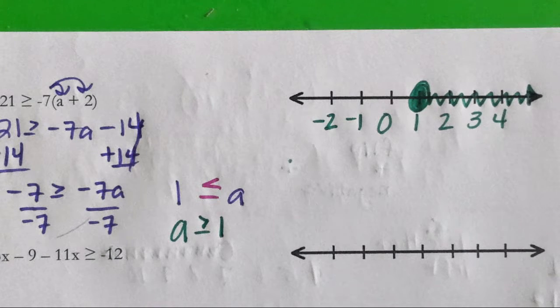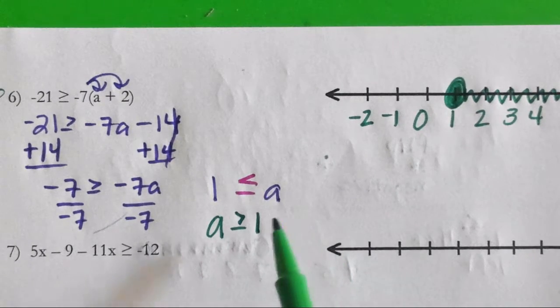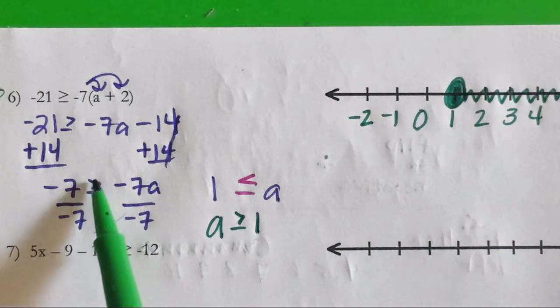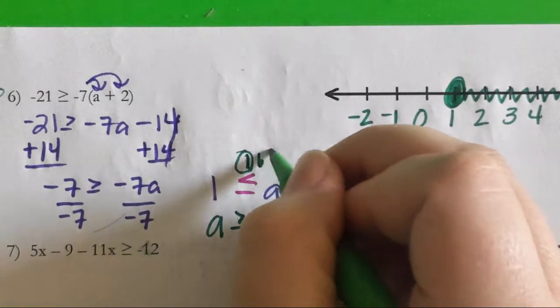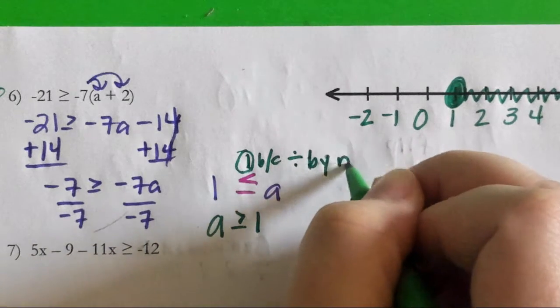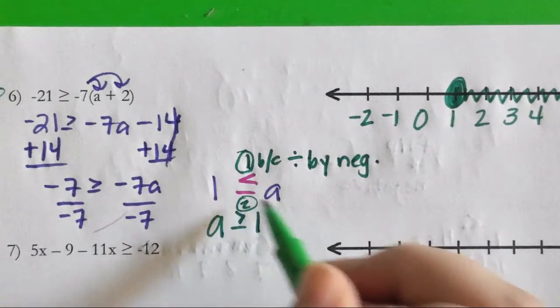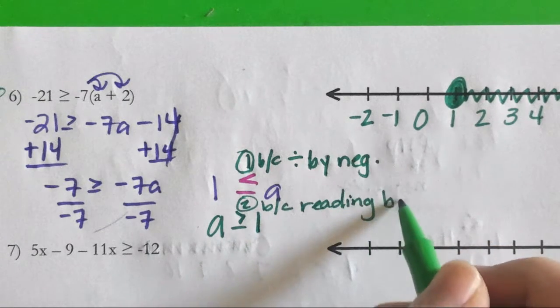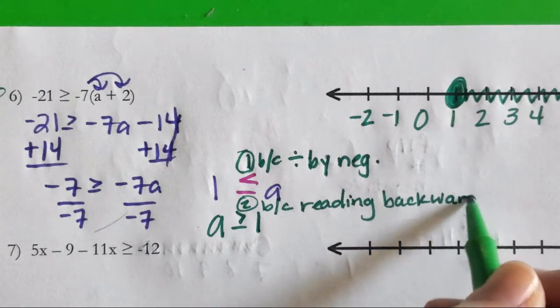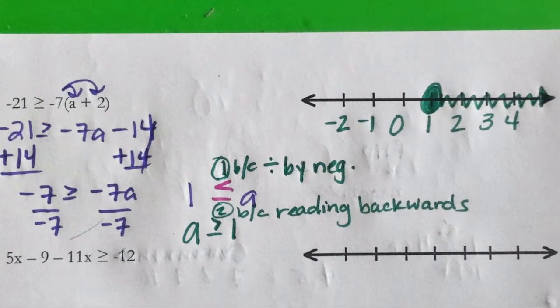I'm confused. Why? What part? Say words. You changed it to 1 greater than or equal to a. You flipped it. Well, I flipped it once. Here's the first flip because I divided by a negative. And then I flipped it again because I was reading it backwards, because I needed that variable on the left. As soon as we divided by -7, I just went ahead and wrote a greater than or equal to 1. You know I make life complicated because I'm a math teacher and I show all my work.